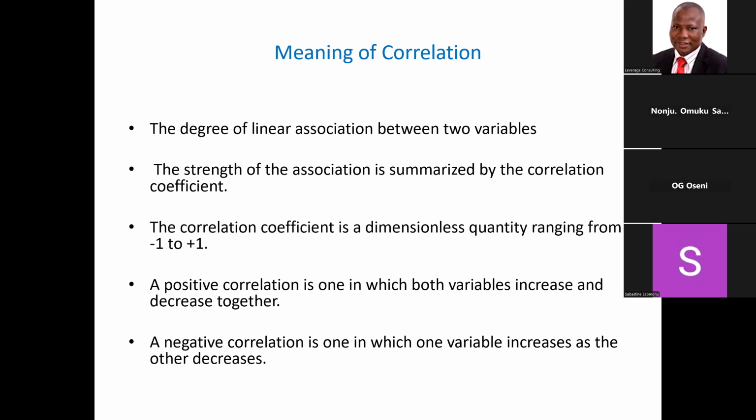Let's talk about it now. The degree of linear association between two variables, that's correlation. The strength of the association is summarized by the correlation coefficient, and the coefficient is a dimensionless quantity ranging from -1 to +1. It doesn't have a unit. It's a ratio, which is what you get by dividing two quantities of the same unit. When you divide the covariance by the standard deviation, both have the same unit, so it gives you a ratio.